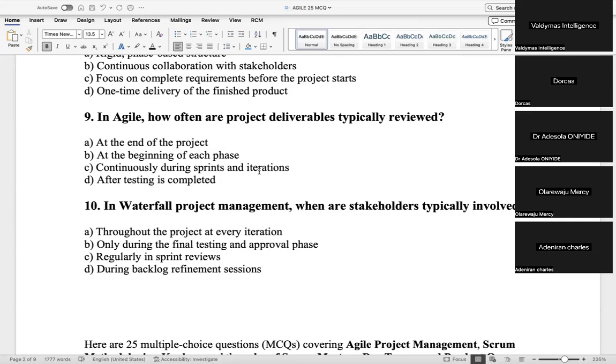So where are we? We're on 9, right? Question 9. So what's your answer? Question 9. In Agile, how often are project deliverables typically reviewed? At the end of the project, no. At the beginning of each phase, no. Continually during sprints and iteration, yes. C. The answer is C. Continuously during sprints and iteration.